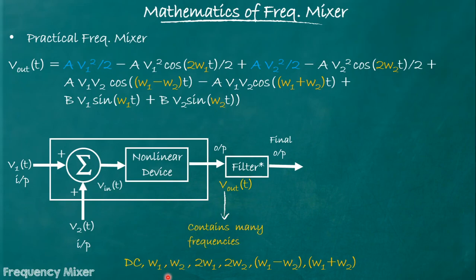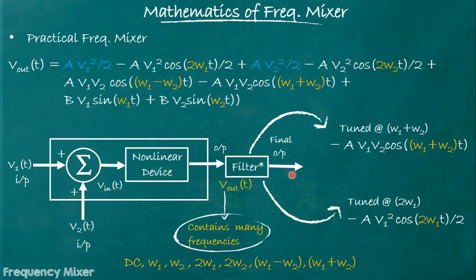So here you can see that the V out of the practical frequency mixer contains many frequencies, and these frequencies are omega 1, omega 2, twice omega 1, twice omega 2, omega 1 minus omega 2, and omega 1 plus omega 2. So your output contains not only the sum and difference frequency, but also the original frequencies and also their second harmonics. So the practical mixer output contains many frequencies. So it is very important to use a filter so that you can get the desired frequency in the final output. Let us assume that this filter is tuned to the frequency omega 1 plus omega 2.